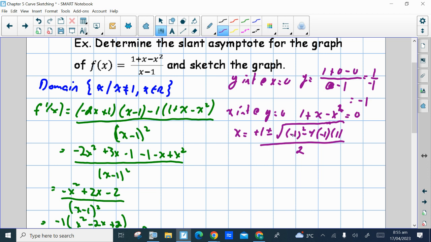So this would be positive 1. And 1 squared is 1. Negative 4 times negative 1 will be plus 4. So you're going to get a 5 under the radical. It'll be 1 plus and minus root 5 over 2. And so you can plug those into the calculator to get an approximation for our x-intercepts. There'll be one at approximately 1.6 and the other at negative 0.6. So there are our x-intercepts.